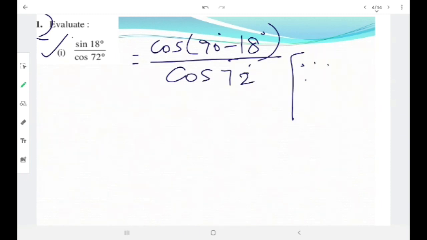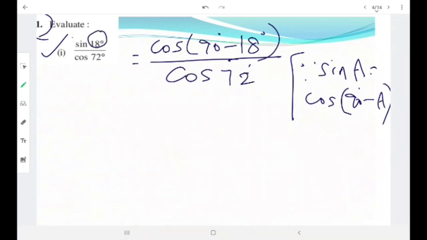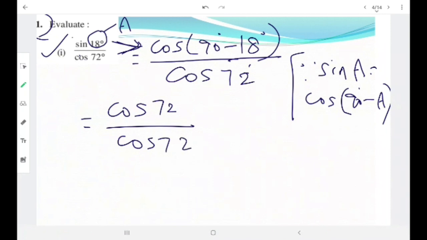Since sin A is equal to cos 90 minus A, here A is 18 degrees. We have written this sin A as complementary using cos. Sin 18 becomes cos 90 minus 18, which is equal to cos 72, since 90 minus 18 is 72, divided by cos 72. Therefore, both get cancelled, which is equal to 1.